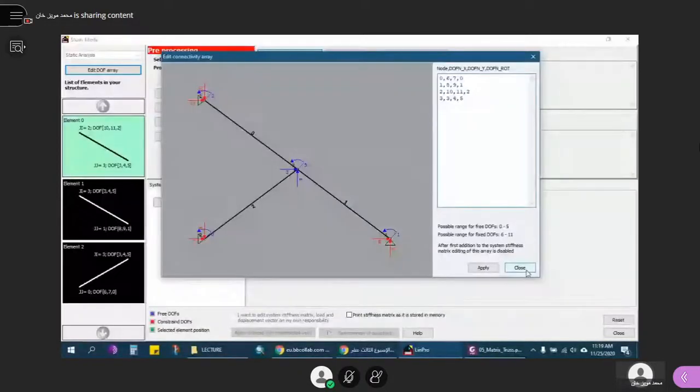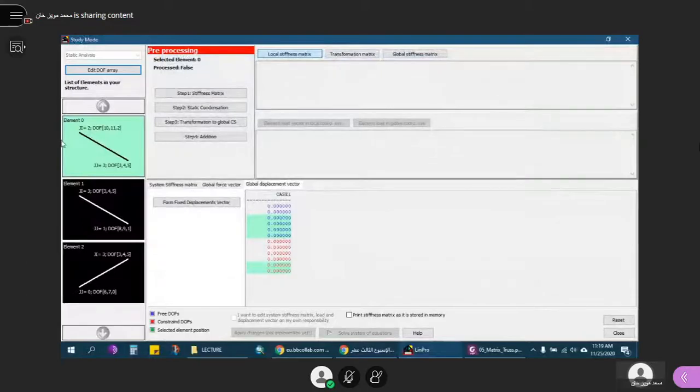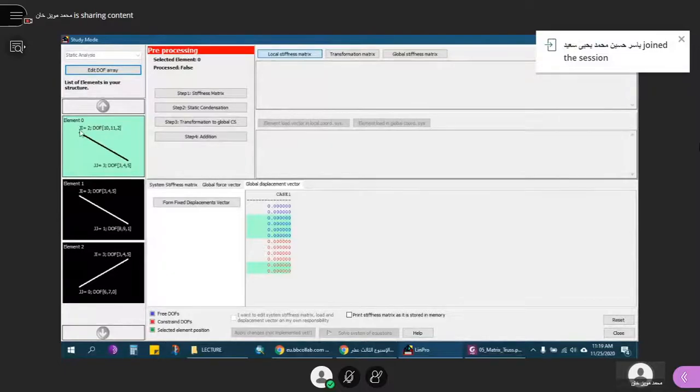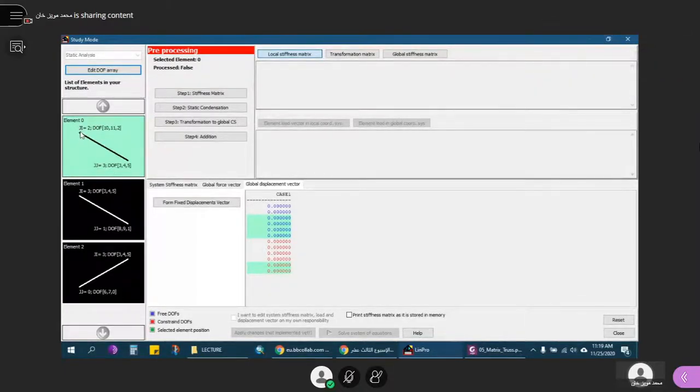So how do we start getting the local stiffness matrix? First, you select element 0, meaning you have to see which is highlighted. Now we have selected element 0. As you can see over here, joint I is node number 2 and joint J is node number 3. The degrees of freedom assigned at joint I are 10, 11, 2, and at joint J they are 3, 4, 5.